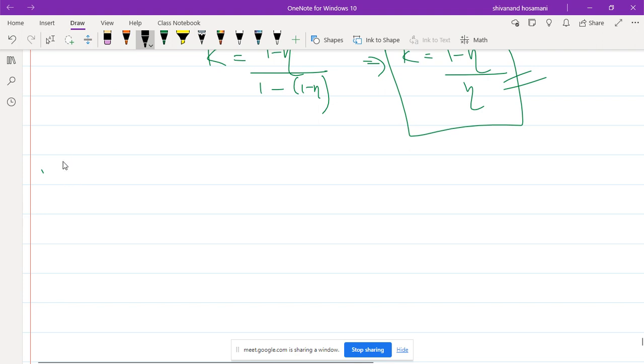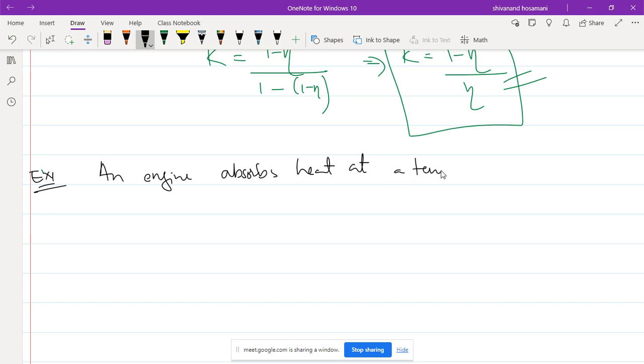Solve the equation. Let us solve a simple problem on this example. An engine absorbs heat at a temperature of 1000 Kelvin and rejects heat at 600 Kelvin.